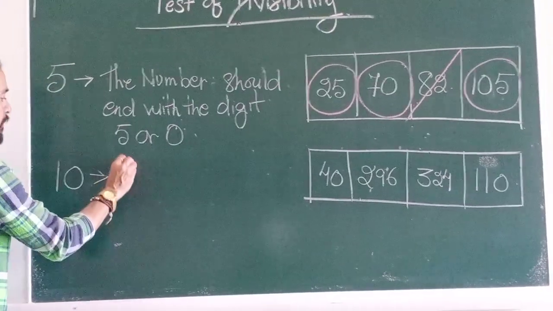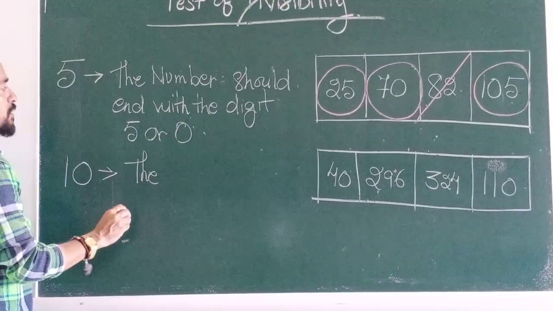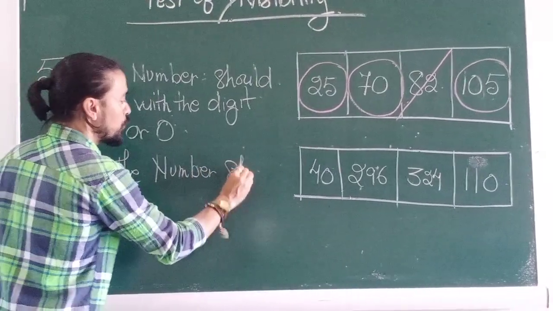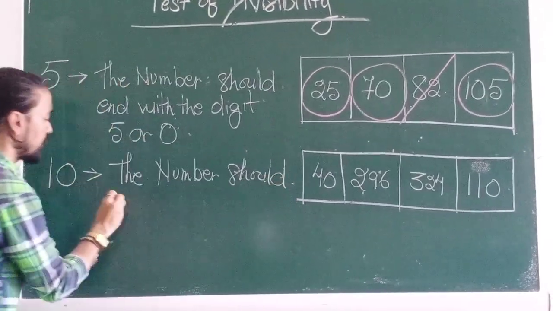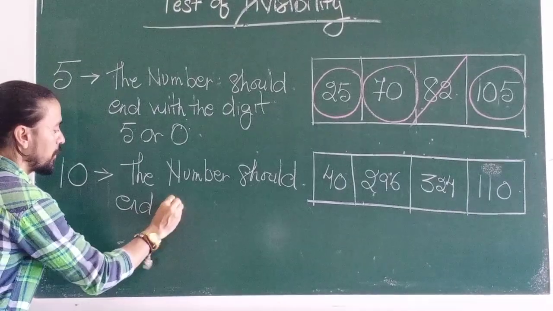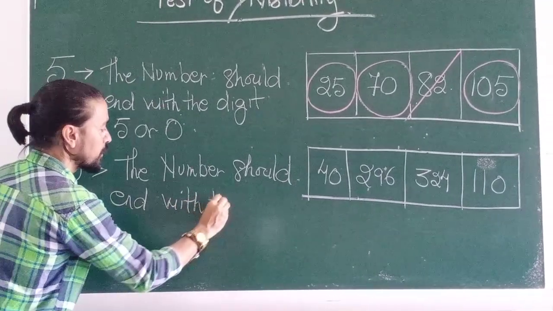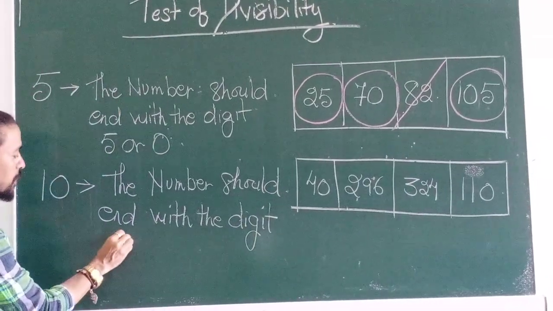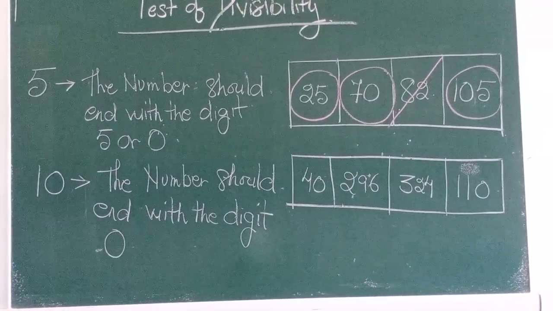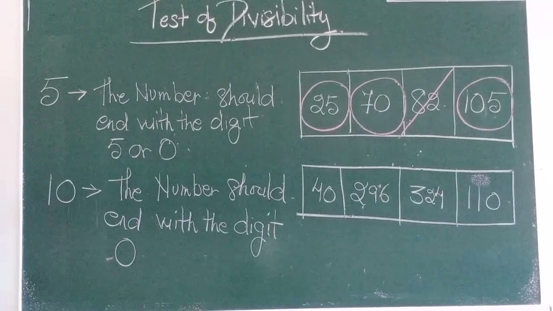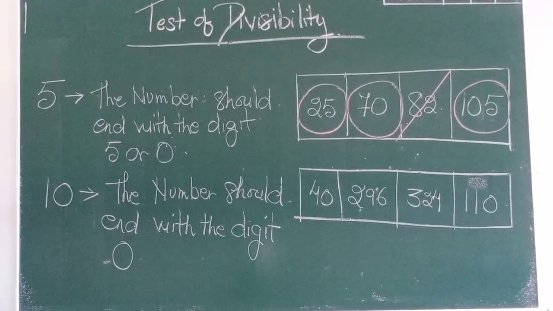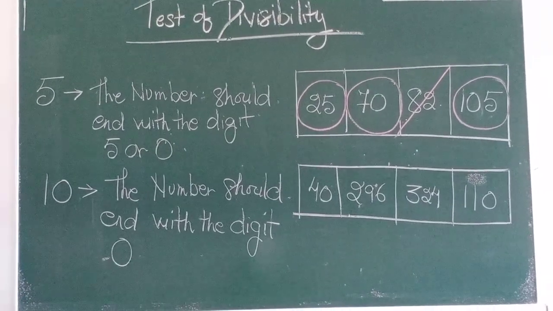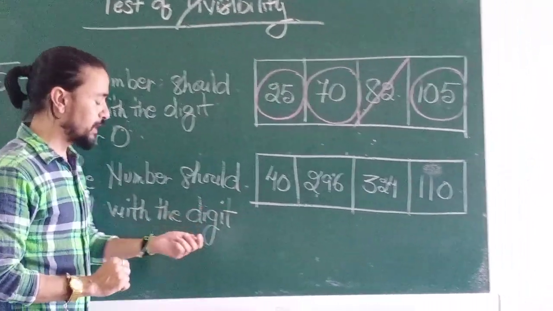Coming to number 10. Here, the concept is that the number should end with the digit 0. All numbers ending with 0 are divisible by 10, no matter how big the number may be. But if the last digit is a 0, that particular number is divisible by 10. Let's go to the examples.